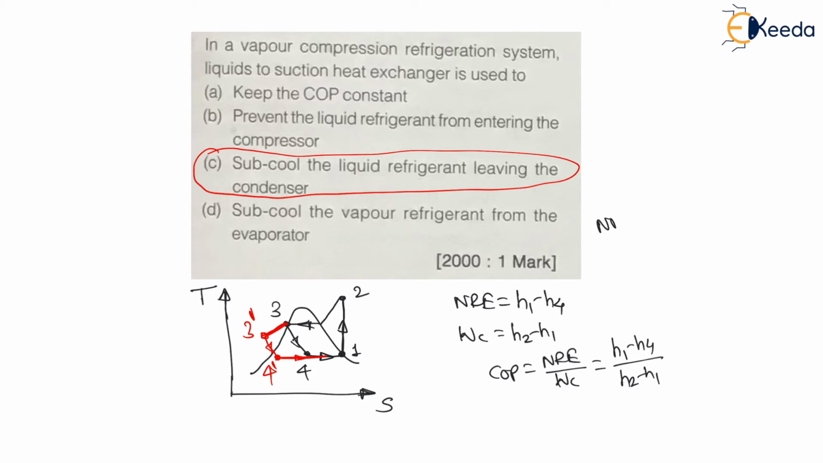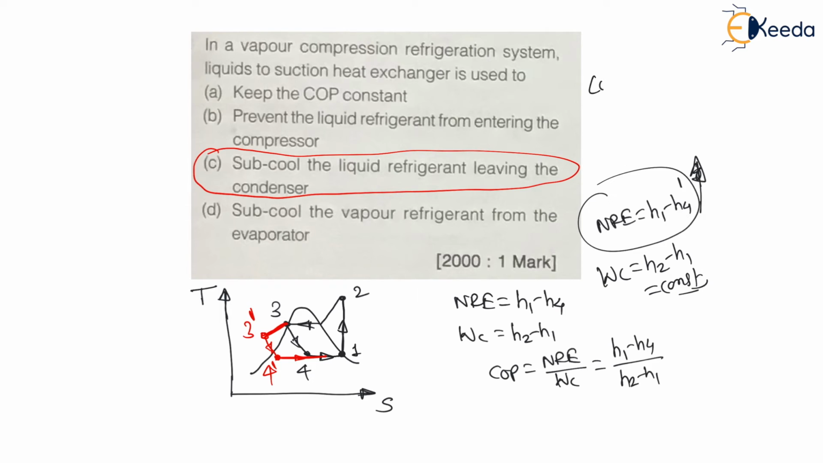See, now the net refrigerating effect is nothing but H1 minus H4 dash, right? Because of this subcooling, the new refrigerating effect is H1 minus H4 dash, which is increasing. And the work of compressor is again H2 minus H1, which is constant. Therefore, we can say COP, which is net refrigerating effect divided by work of compressor: as net refrigerating effect is increasing and work of compressor is constant, the coefficient of performance is increasing.